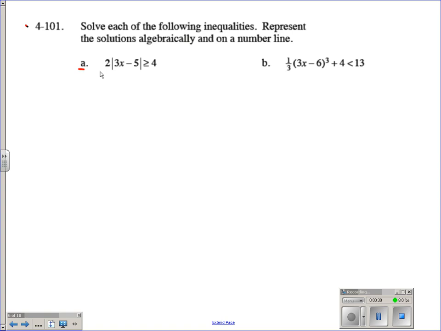I'm going to approach this one a little bit differently than the way I normally do, to see if I can show a way that may help some people. I'm going to take whatever I have inside of here and replace it. Let's let u equal the expression 3x minus 5. So I'm literally going to take out this 3x minus 5 and replace it right now with u.